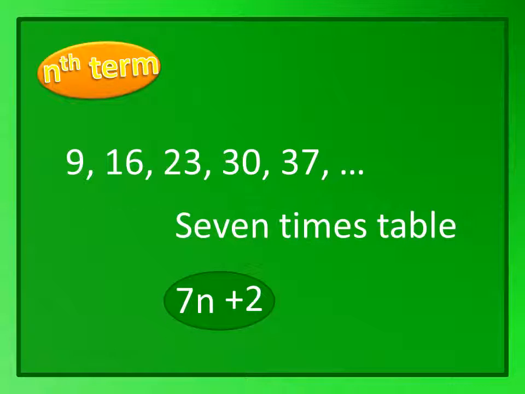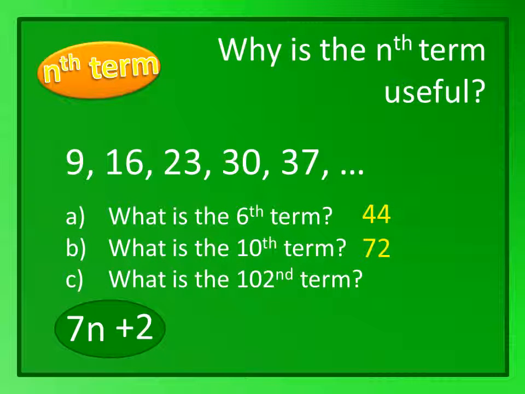Now let's take that rule. We want to find out what the 102nd term is. All I need to do in order to find that term is say, well, let's have n equal 102. Now that n is equal to 102, I just need to substitute that into my nth term rule, 7n plus 2. So I'm going to have to do 7 times 102, then add 2 onto the end.